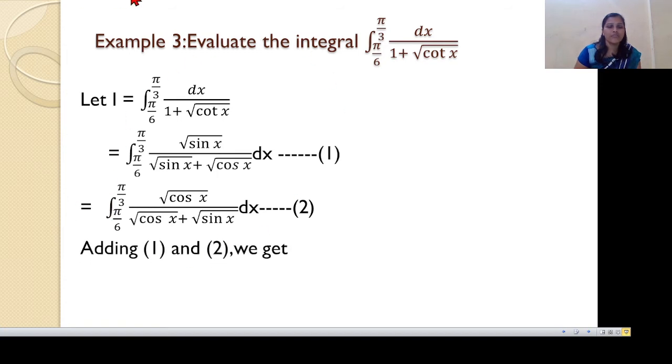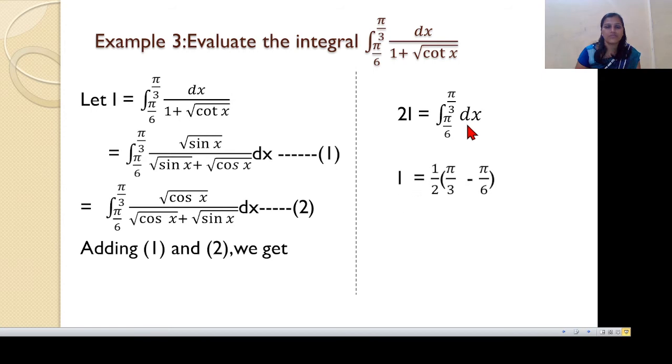So in next step, as usual in previous example, we have added equation 1 and 2, and after adding 1 and 2, in LHS we get 2I. 2I is equal to, here it remains integral pi by 6 to pi by 3 of dx. So after finding integral of dx, that is x, and applying the limits pi by 3 and pi by 6, we get this term as answer, and the final answer will be I is equal to pi by 12.